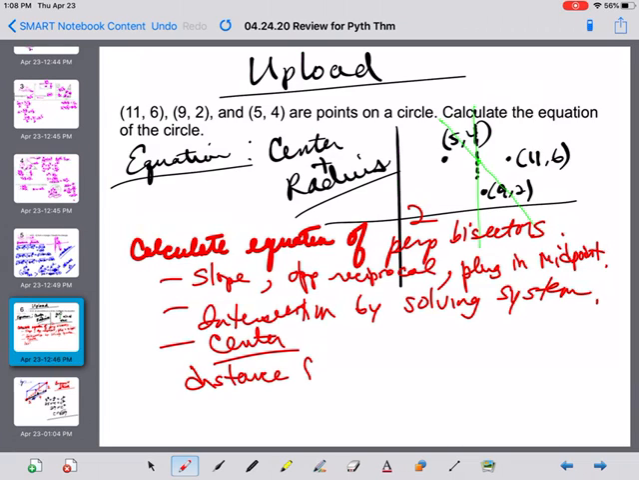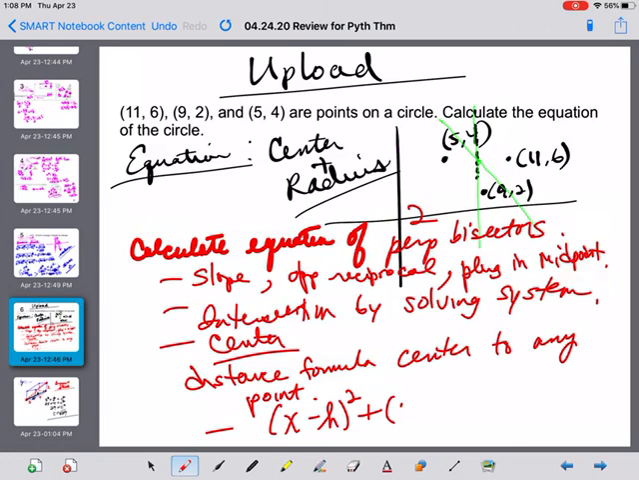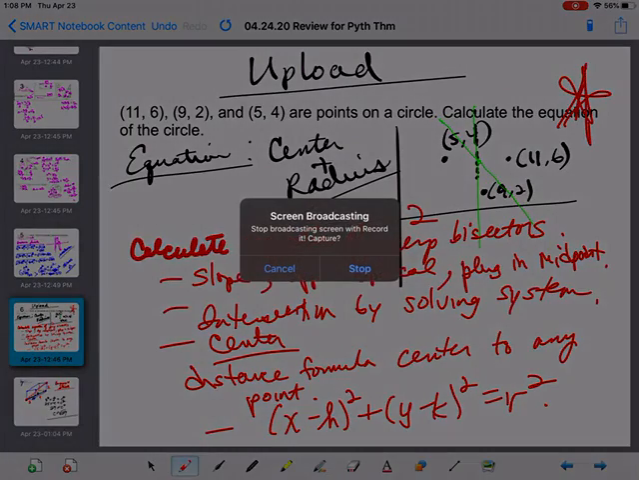Then the radius, you would use the distance formula from the center to any point. And then (x minus h) squared plus (y minus k) squared equals r squared. So give this a try, upload. The answer is also posted in today's lesson. Email me if you need help. You will have one of these on the test.